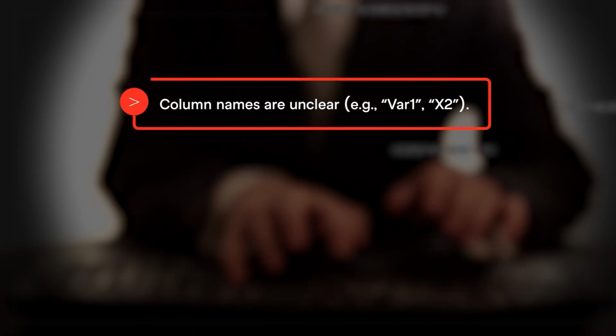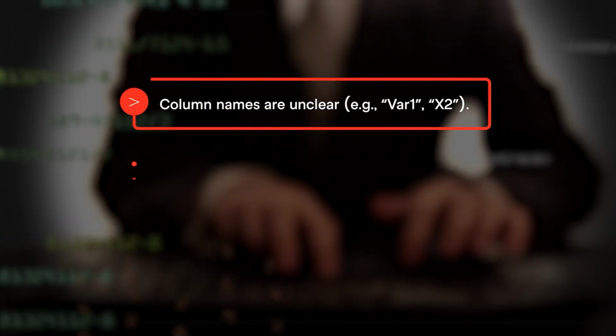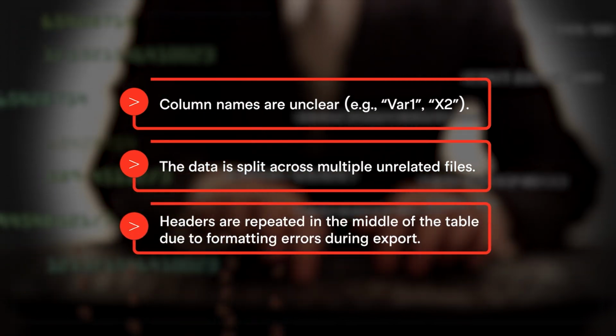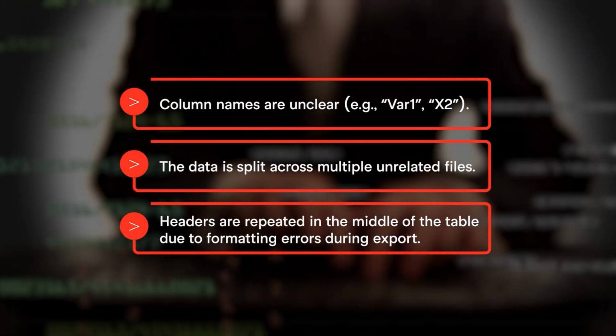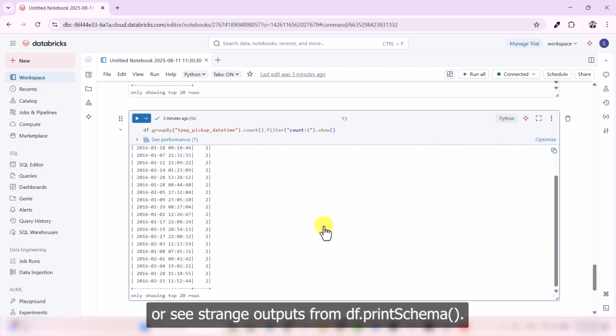Structural issues. Sometimes the dataset is just poorly organized. Column names are unclear, for example var1 or x2. The data is split across multiple unrelated files. Headers are repeated in the middle of the table due to formatting errors during export. You will spot this visually when you display df or see strange outputs from the df.printSchema function.